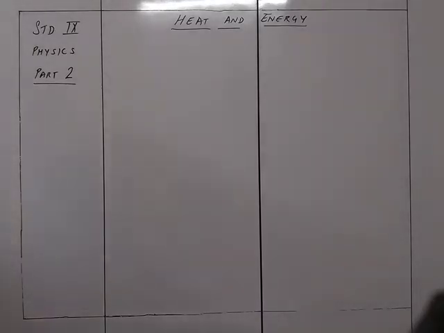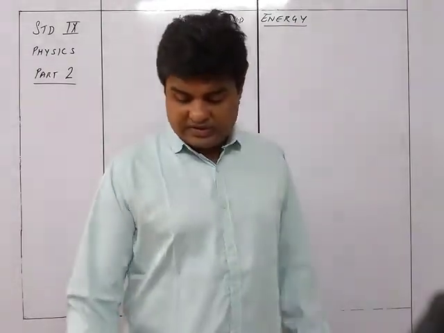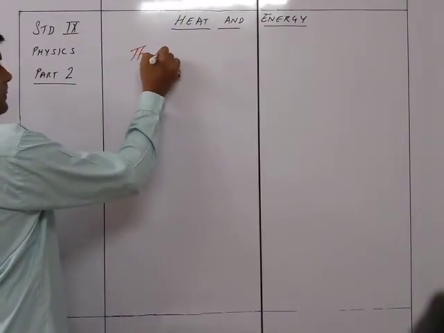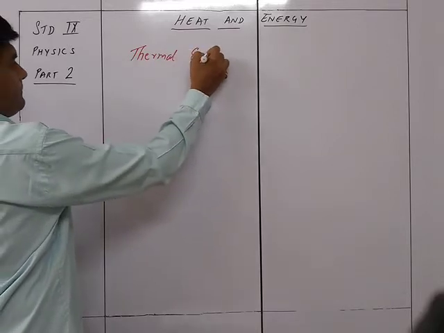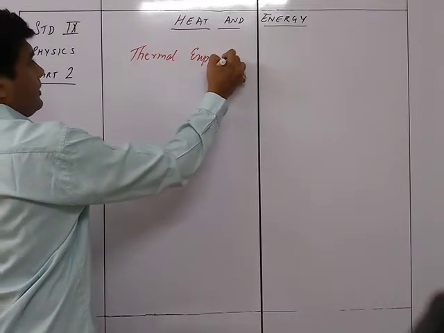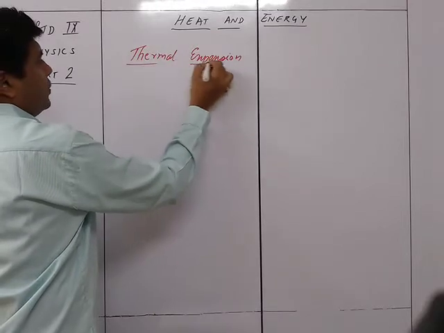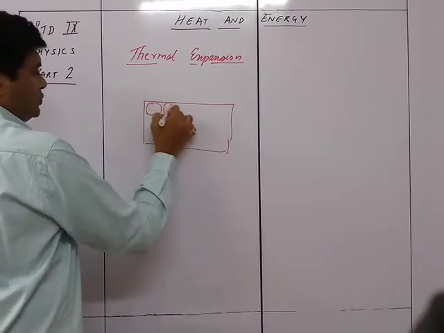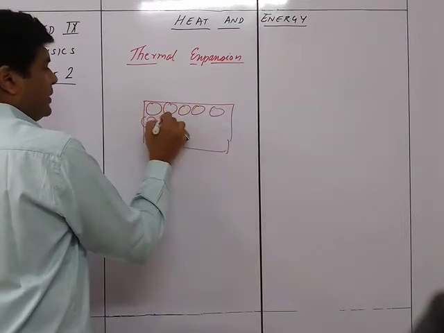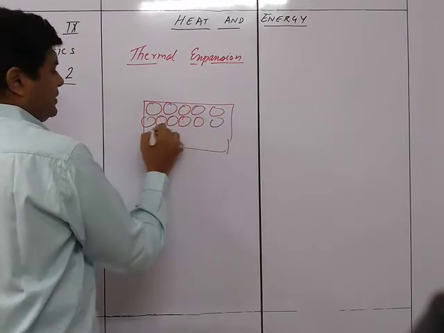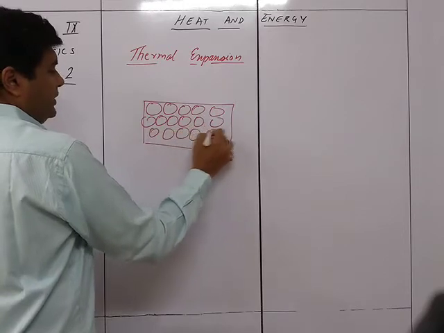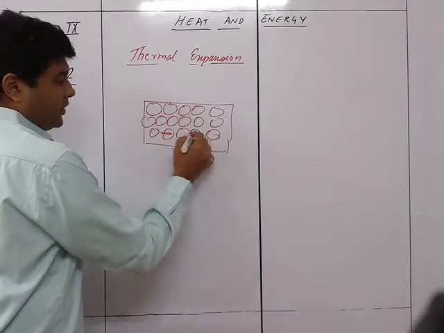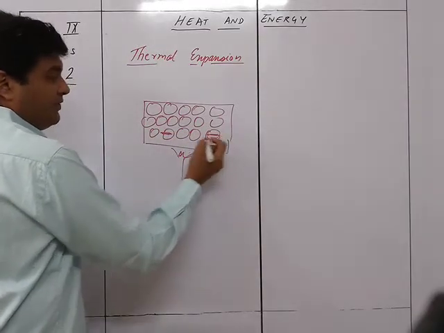So we continue with heat and energy, and now we are going to see the next part, and that is called thermal expansion. Now we very well know that if this is an object over here and these are the molecules over here, and these molecules are given heat, so when they are heated, the random motion is going to keep on increasing. What will happen? They will take some more.